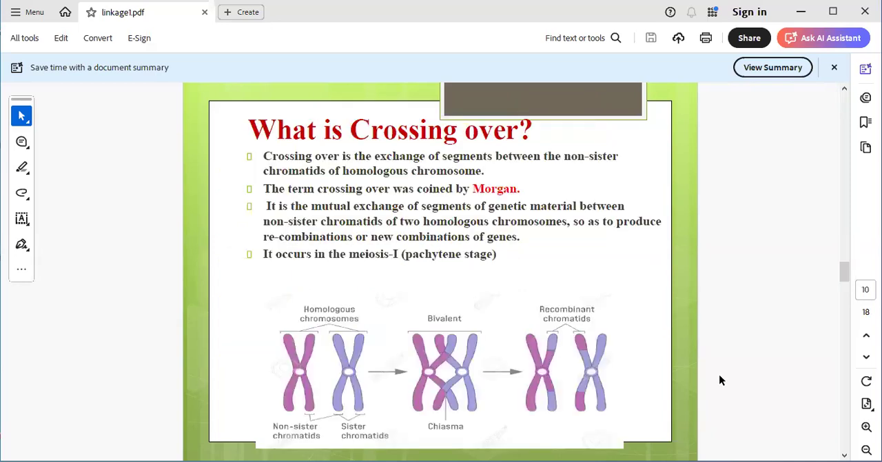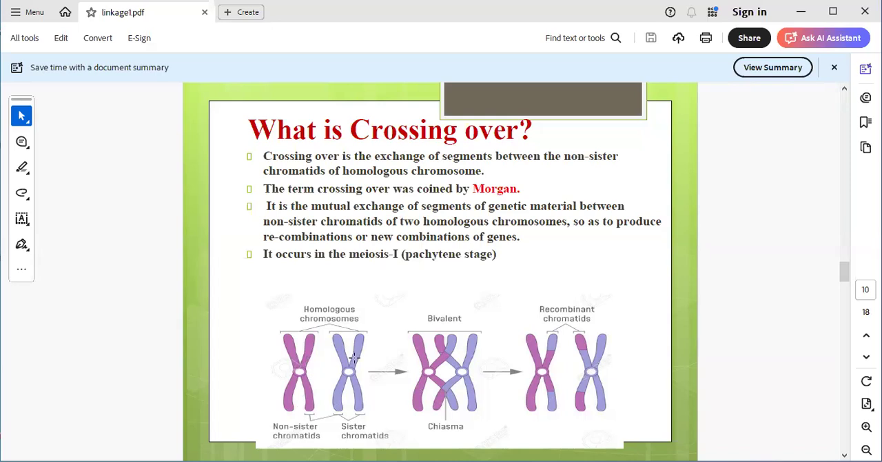So next, what is crossing over? Crossing over, you know very well, is studied in meiosis, cell division. It is the exchange of two small segments between non-sister chromatids of homologous chromosomes. The term crossing over was first coined by Morgan. It is the mutual exchange of segments of genetic material between non-sister chromatids of two homologous chromosomes so as to produce recombinations, or new combinations of genes.